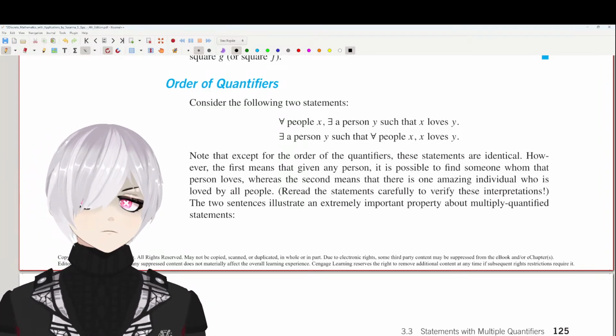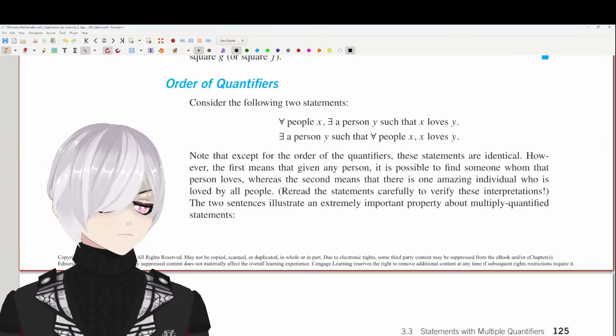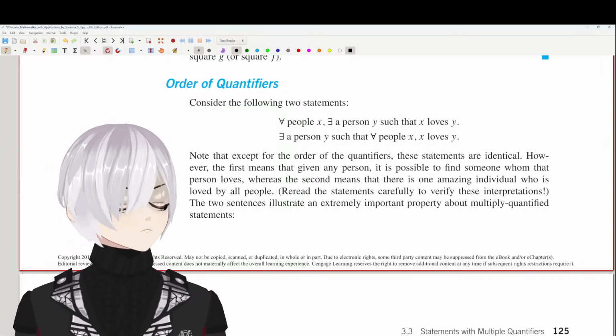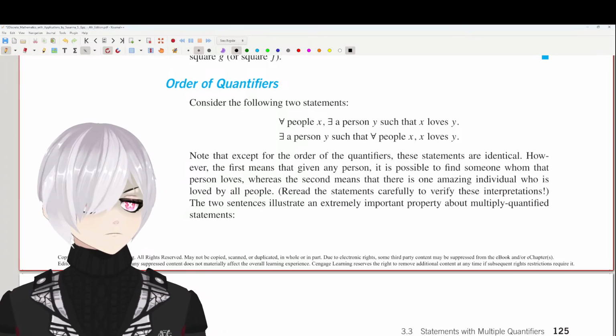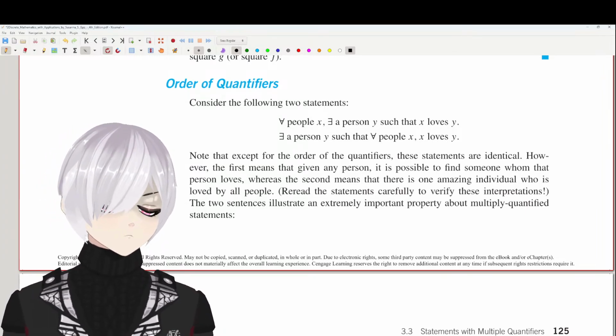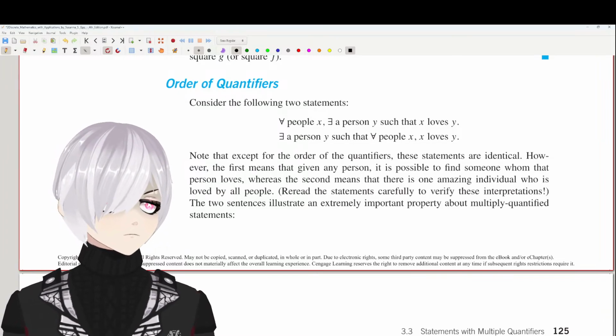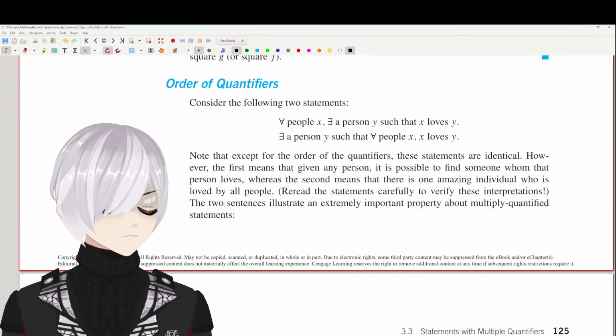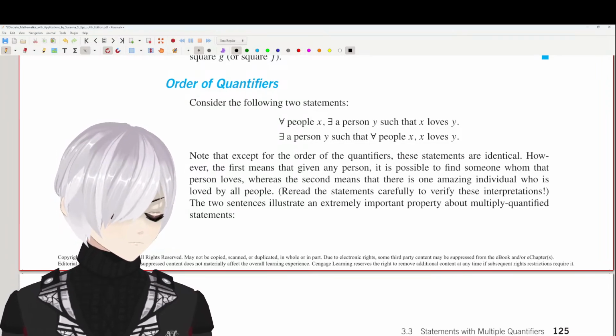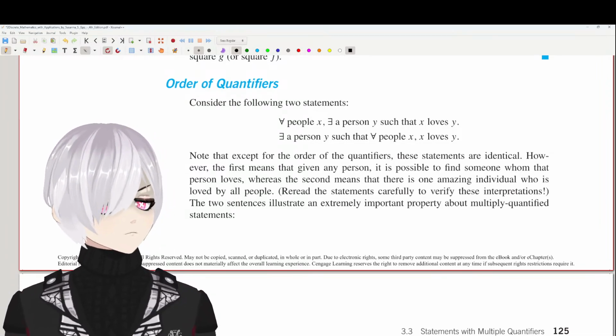However, the first means that given any person, it is possible to find someone whom that person loves, whereas the second means that there is one amazing individual who is loved by all people. Reread the statements carefully to verify these interpretations. The two sentences illustrate an extremely important property about multiply quantified statements.